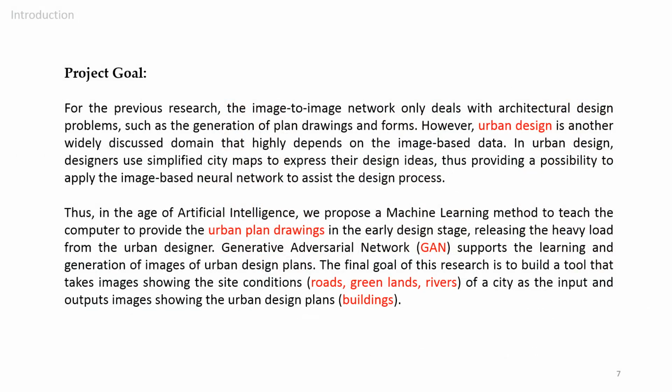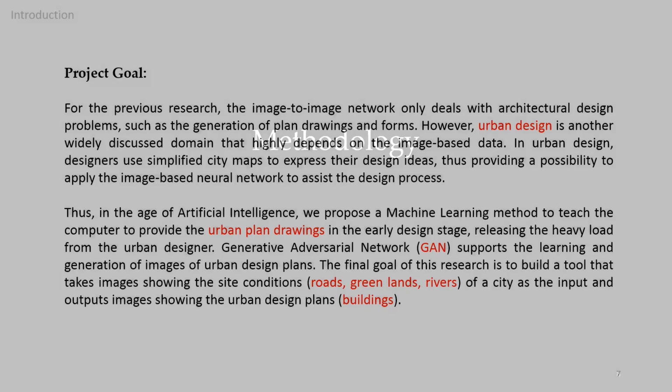Besides architecture design, urban design is another widely discussed domain that highly depends on image-based data. Therefore, in the age of artificial intelligence, we propose a machine learning method to teach the computer to provide urban design drawings in the early design stage, releasing the heavy load from the urban designer. GAN supports learning and generation of the images of urban design plans. The final goal of this research is to build a tool that takes images showing the site conditions of a city as input and outputs images showing the urban design plans.